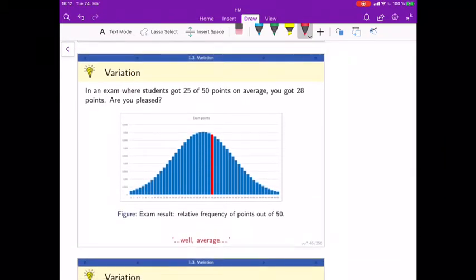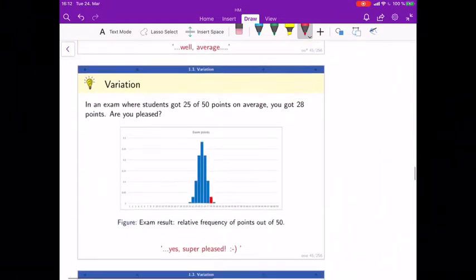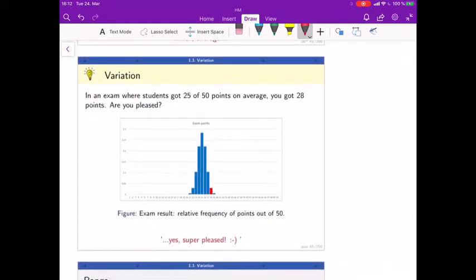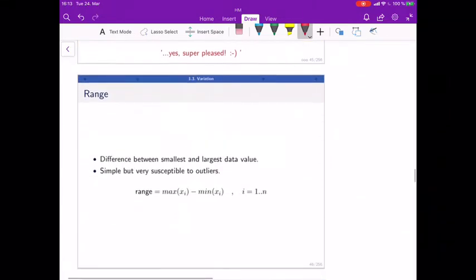Well, basically that's you. Average is 25. Your average after all. Okay, you can be pleased, I guess. Well, if you assume the distribution was like that, that's average, and you are here amongst the top 10%, 5%, then yes, you will be pleased. So the difference between those two is just the variation within the distribution.